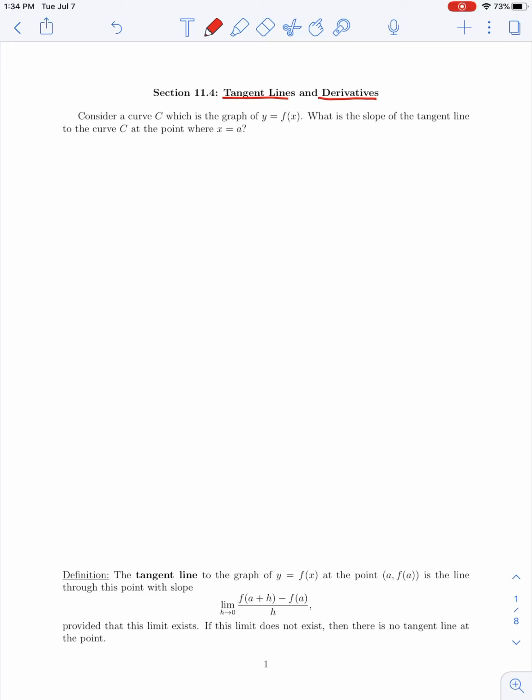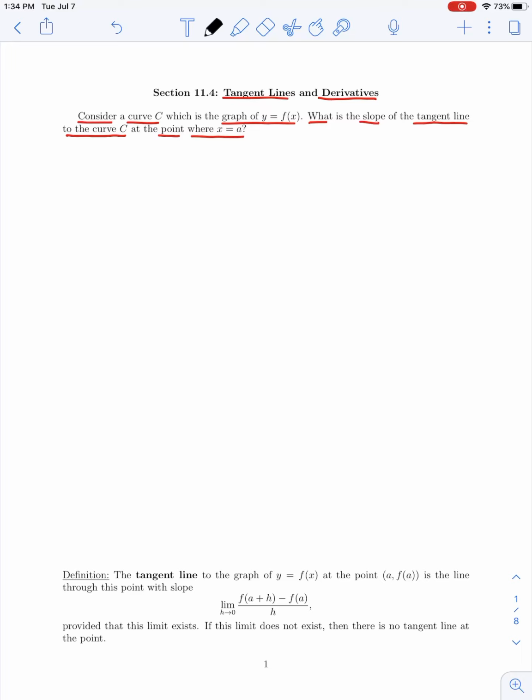So let's start with a geometric problem. This question is one of two questions that led to the development of all of calculus. So here was the question of interest. Let's consider a curve C, which is the graph of some function, y equals f of x. And the question is, what is the slope of the tangent line to the curve C at the point where x is equal to a?